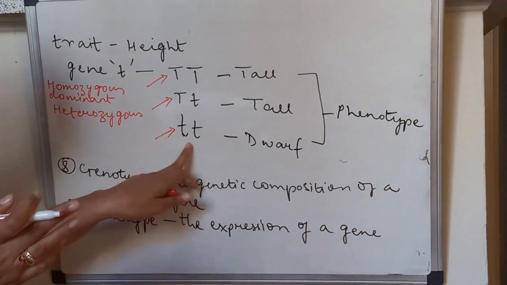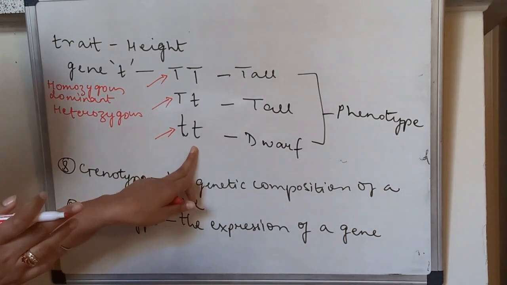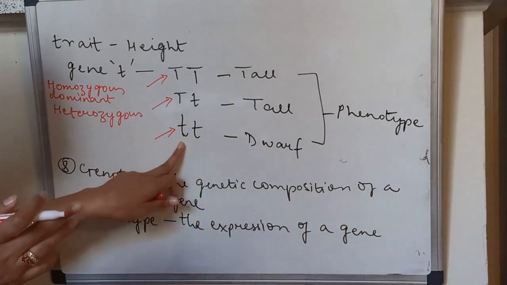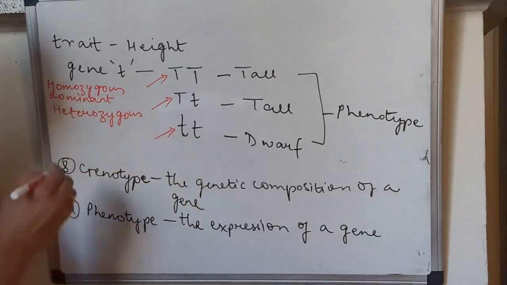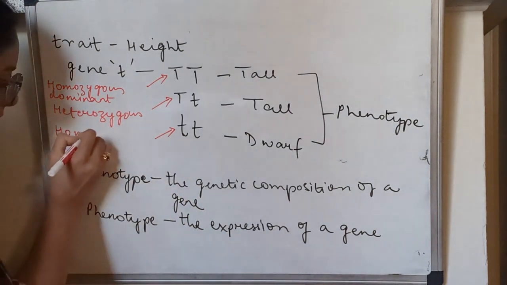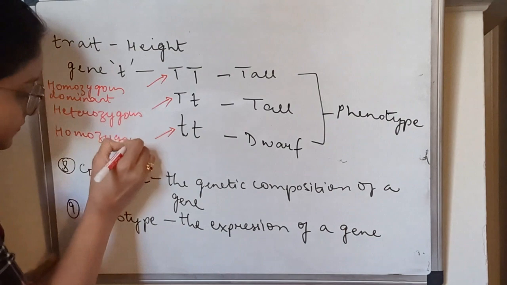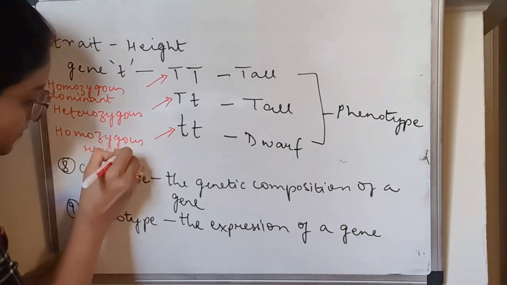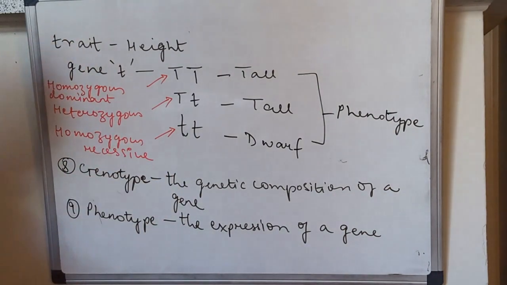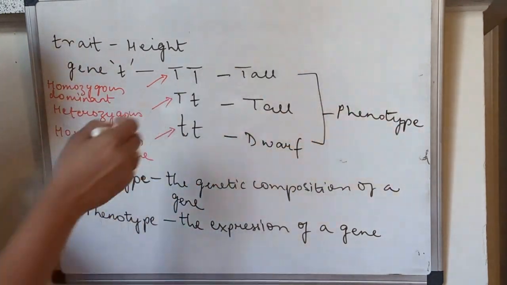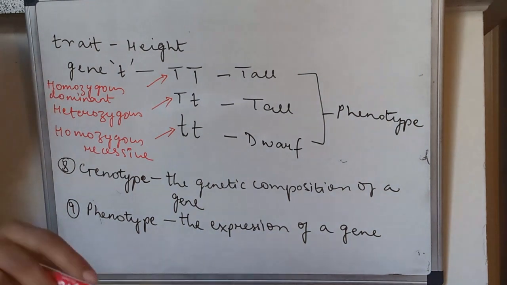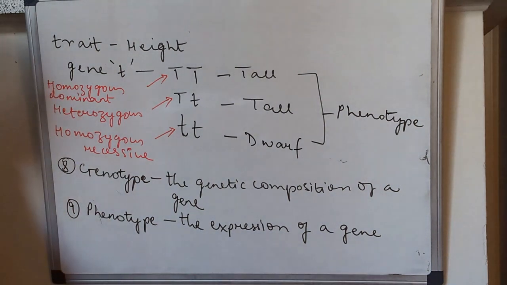And the last one is again homozygous. Again both the alleles are the same. That's why we will be using the term homo. It will be homozygous, but it will be homozygous recessive. Right? Alright. So these three are the genotypes and these three are the phenotypes. So these were the basic terminologies that we needed to discuss before starting this chapter.